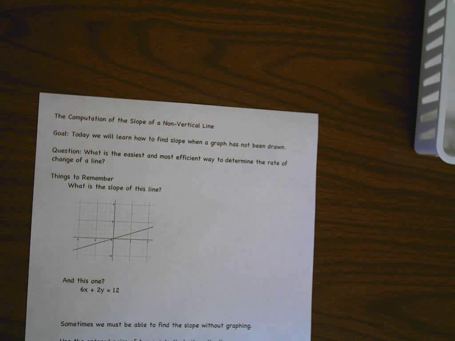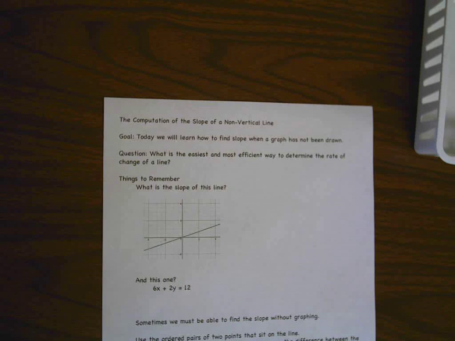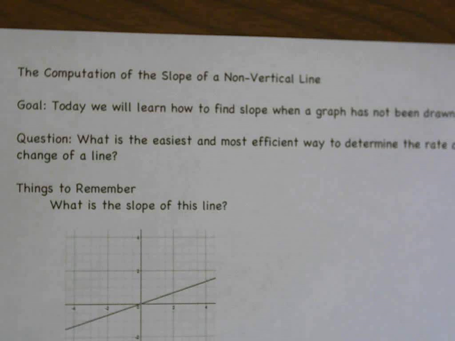In yesterday's lesson we learned that vertical lines have undefined slope. I want you to keep that in mind when we're talking today. So our goal today is to learn how to find slope when the graph has not been drawn. We're going to look at information without a graph to figure out what the slope would be.